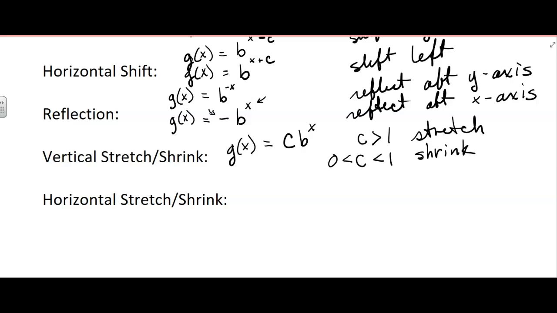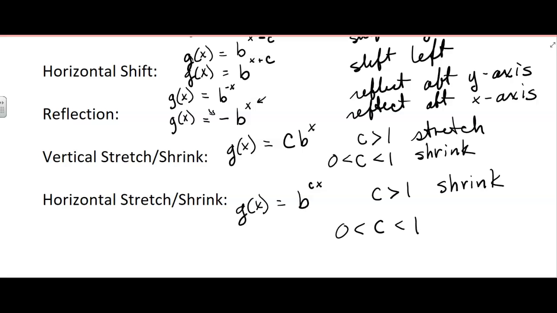And then a horizontal stretch or shrink, that's when we have b, and the c is up here by the x, so you're multiplying x by c first, then you're applying the exponent idea. If c is greater than 1, that's going to be a horizontal shrink. And if c is between 0 and 1, again, it could be negative, but that will have to do with the reflection, but if c is between 0 and 1, it's going to be a stretch. I don't know that we'll see a lot of horizontal stretching and shrinking, but we might.